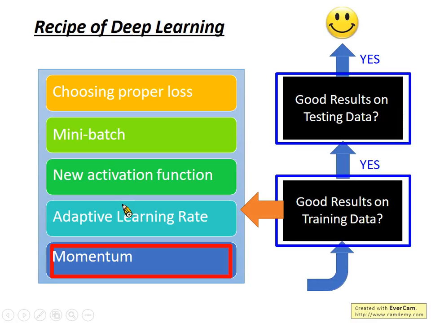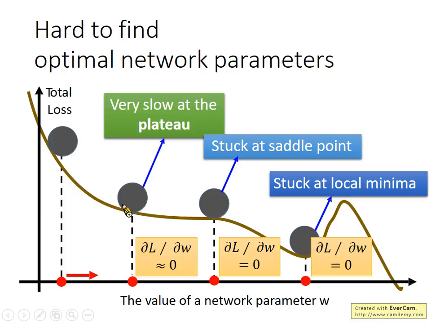So the fifth tip to increase the training accuracy is momentum. So what is momentum? Usually it's hard to find the optimal network parameter. We are usually stuck at a local minima. So this is the main problem.